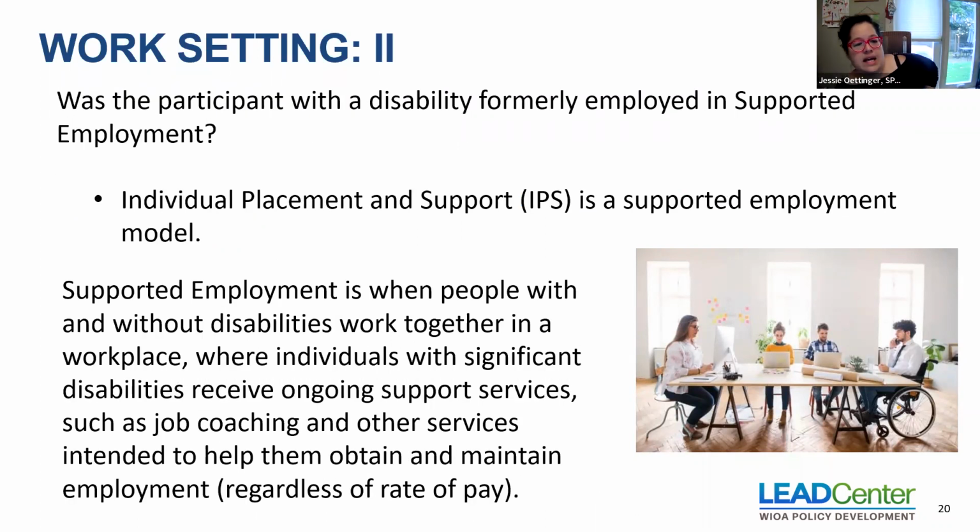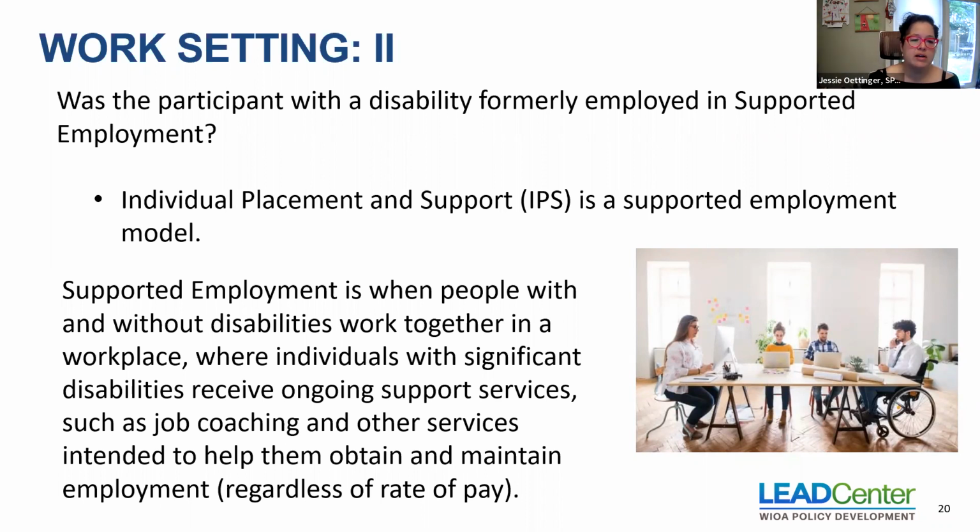All right, the second work setting we're going to talk about is supported employment. So supported employment is a real job with real pay, or competitive integrated employment in an integrated setting. So it's like CIE plus. And it's really for individuals with some of the more significant disabilities. So they're in this competitive work environment, they're being paid fair wages, but they have a case manager or a coach, either on-site or off-site, that's really helping them to persist and be successful and maybe troubleshoot issues that come up along the way.